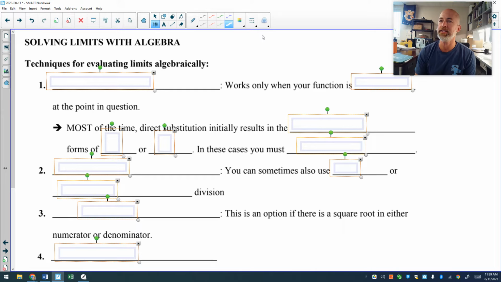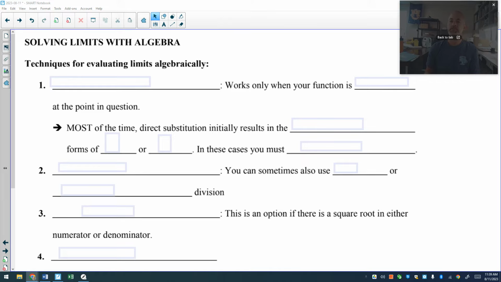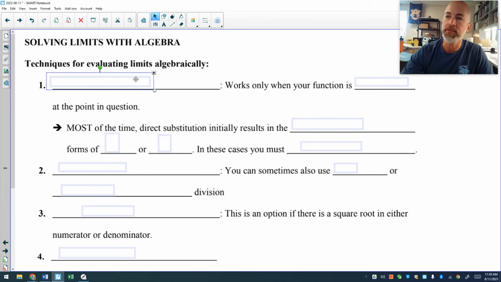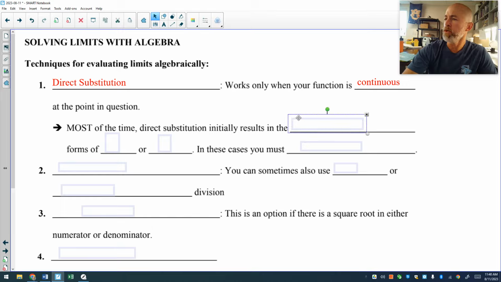So, some techniques for solving limits algebraically. This is when you have the equation of your function, and we're going to try to solve with algebra. Your first step is to simply do direct substitution. So if x is approaching 4, you plug 4 in for the x's, and that will work only if your function is continuous at that x coordinate in question. If your function is discontinuous, then substitution will not work. Most of the time, direct substitution fails.